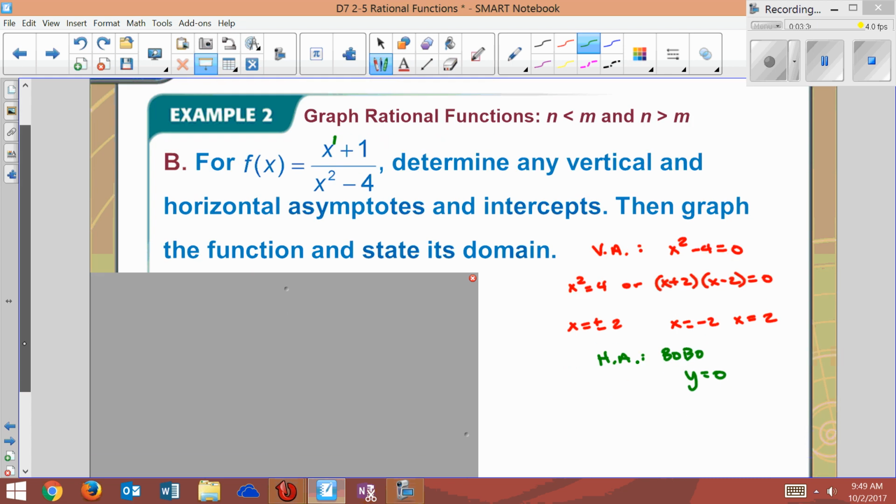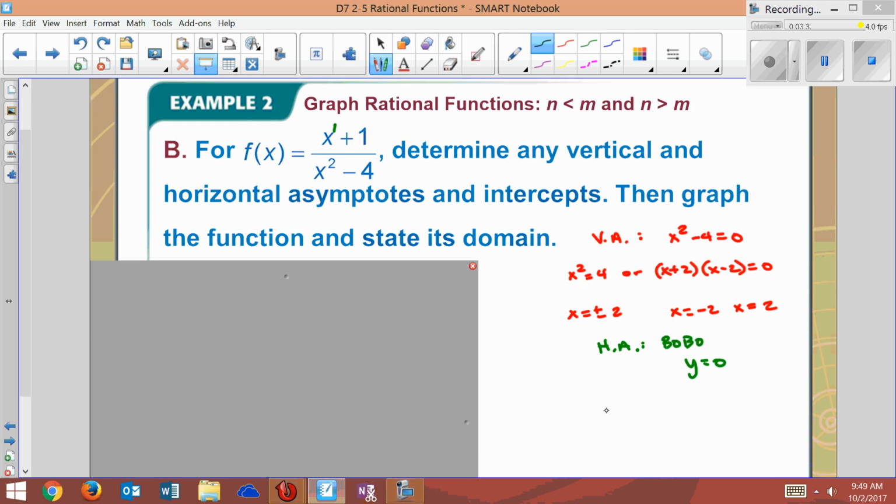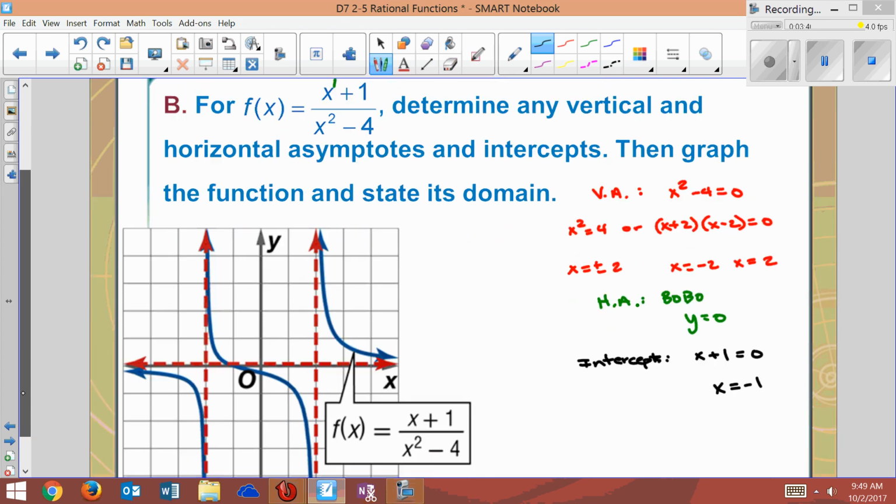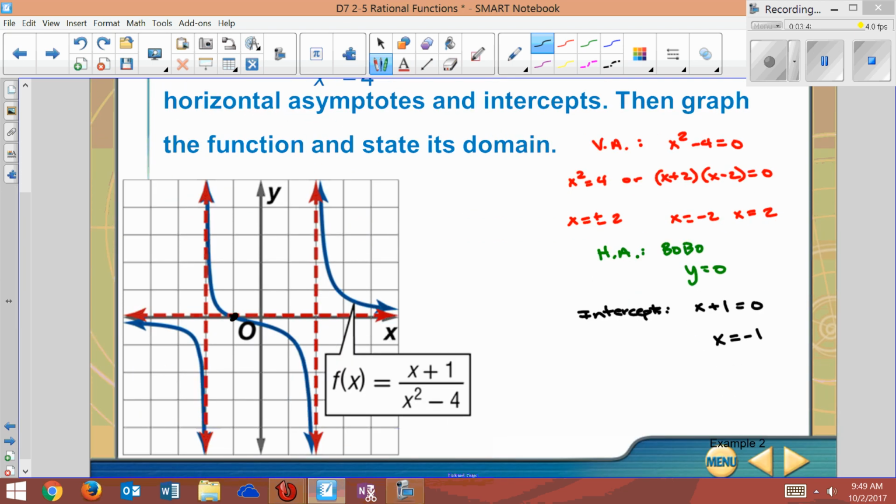And then finally, for any intercepts, you set the top equal to 0. So I would say that x plus 1 equals 0. So x equals -1, that's an intercept. So let's look at our picture. When x equals -1, there's our intercept. -1, 0. We have that there. This is the asymptote, x equals -2. This one's x equals +2. And this is y equals 0.